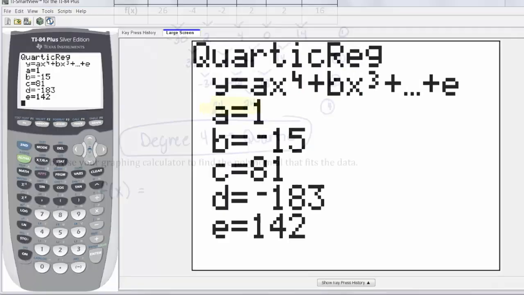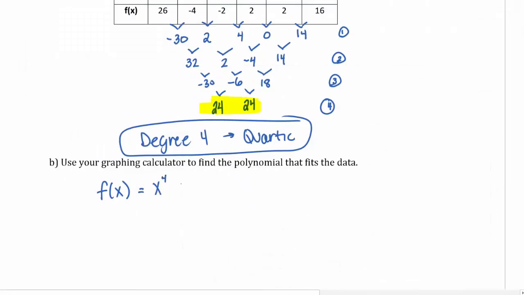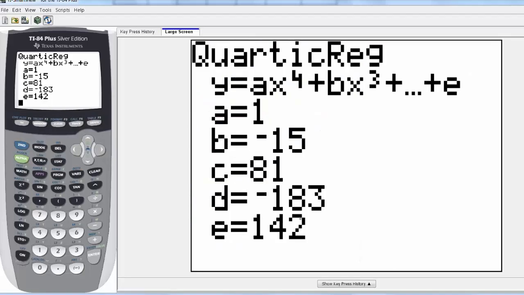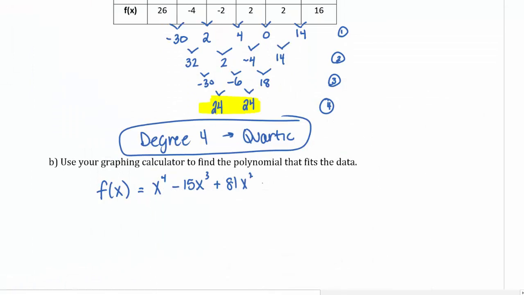A was 1, so that was just x to the 4th. And then b was negative 15, x to the 3rd. C is 81. Then I've got negative 183 and 142. So 81x squared minus 183x plus 142.